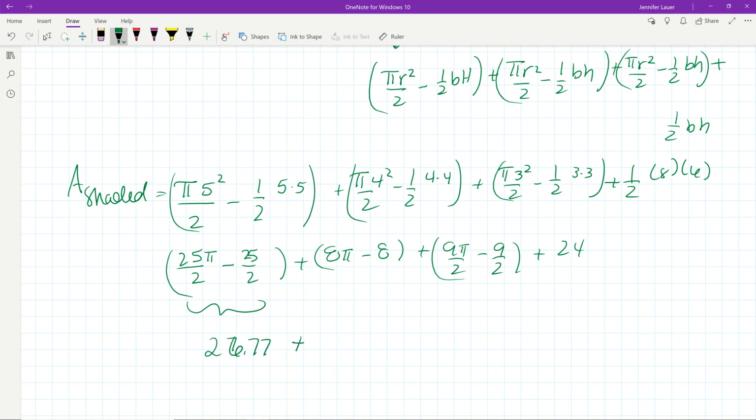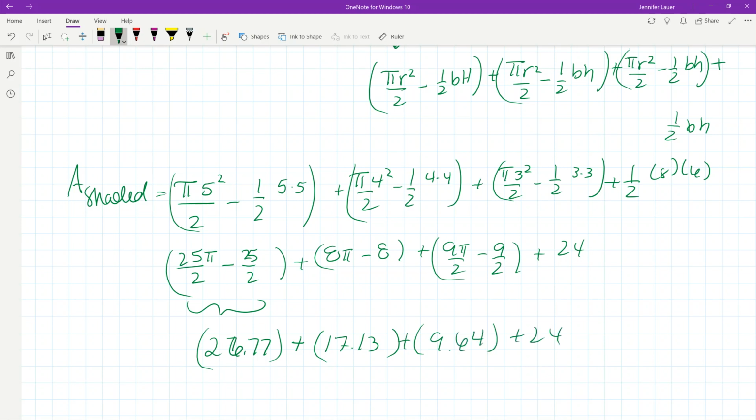So this little guy right here is going to be 26.77. Plus 8 times pi minus 8 equals 17.13. 9 times pi divided by 2 minus 9 divided by 2 is 9.64. And we can see it gets smaller, which is good.